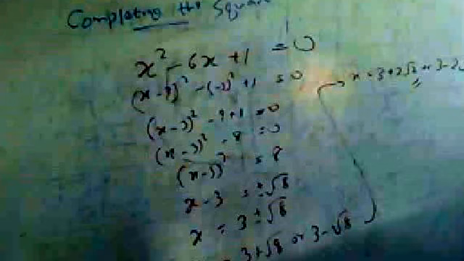I hope that's clear. So let's go through this again. You go x squared minus 6x plus 1 equal to 0, then x minus 3 squared minus 3 squared plus 1 equal to 0 after completing the square, and then you just simplify. So x minus 3 squared minus 9 plus 1 equal to 0. So x minus 3 squared minus 8 equal to 0. Take the 8 to that side, take the square root of both sides, and then bring the 3 across, simplify, and that's your answer. It's very simple.